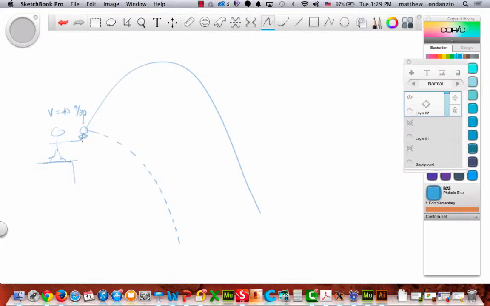What's making this thing go up initially? From where? From my hand. The moment it leaves my hand, what's the velocity? So it leaves my hand at 10 meters a second in the positive direction. Positive 10 meters per second.